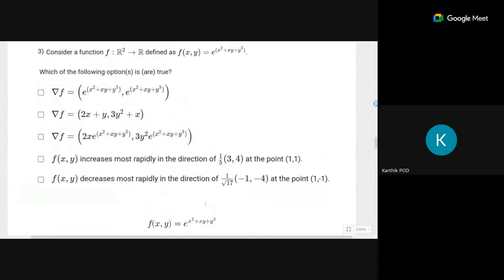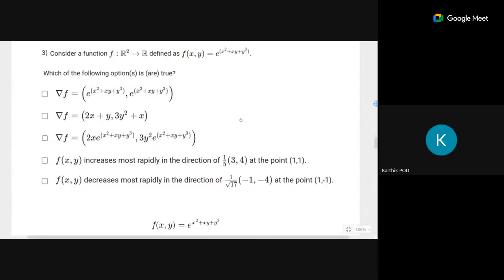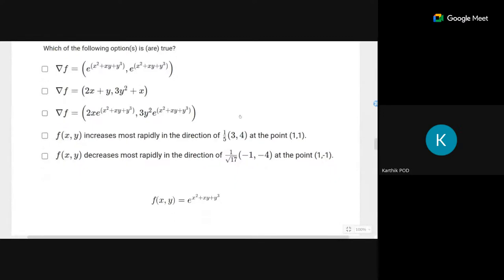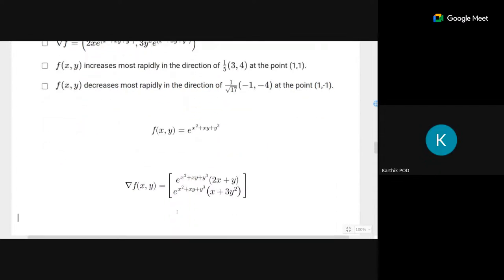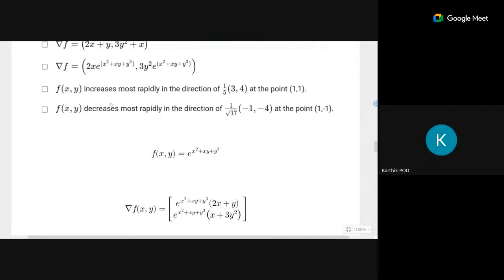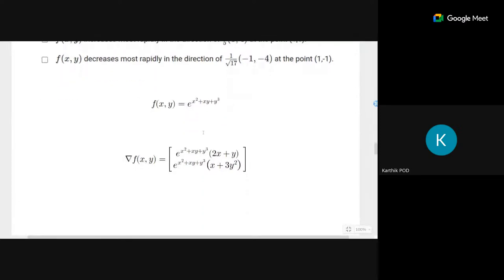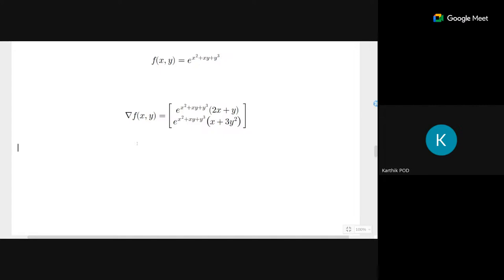Now we have to find the gradient at a point. So let's see if this is correct. E power, 2x plus y. Yeah, sir, it is correct. None of the options are correct? Oh, none of this is correct, is it? Oh, okay, fine. Now, what we are asked is the direction in which it increases most rapidly, right? So we now have to normalize this. So let's normalize this.